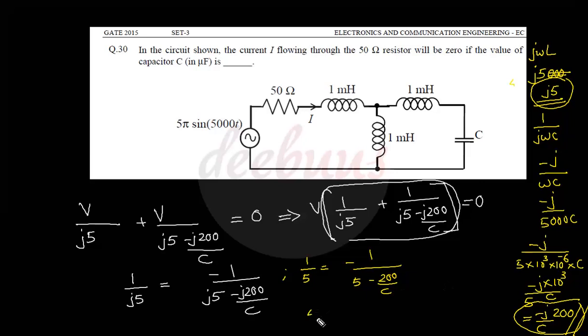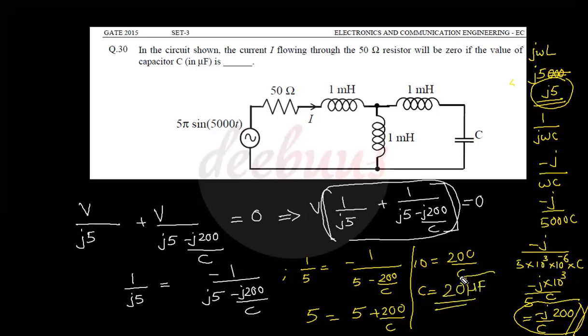Now I can write it as 5 equal to 5 plus 200 by C, just taking inverse on both sides. Moving this 5 to the left hand side, 10 equal to 200 by C, or C equal to 200 by 10, that is 20. C equal to 20 microfarad. Right, so C is 20 microfarad.